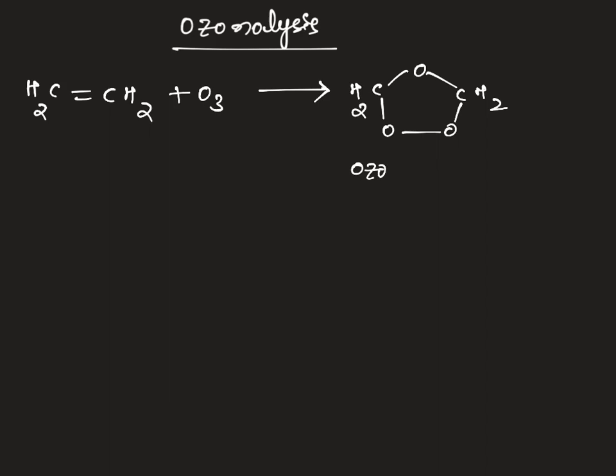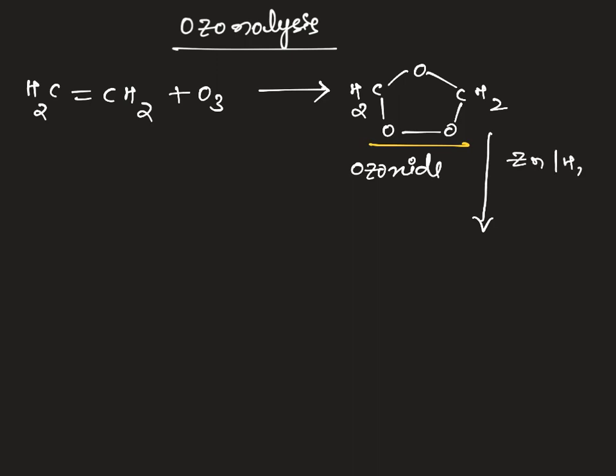This cyclic peroxide is called ozonide. You can see here there is an oxygen-oxygen peroxide bond. Due to the presence of the peroxide bond, this is a highly unstable and explosive material, so we cannot isolate ozonide in the reaction. We will go for a further reaction. I am taking reduction.